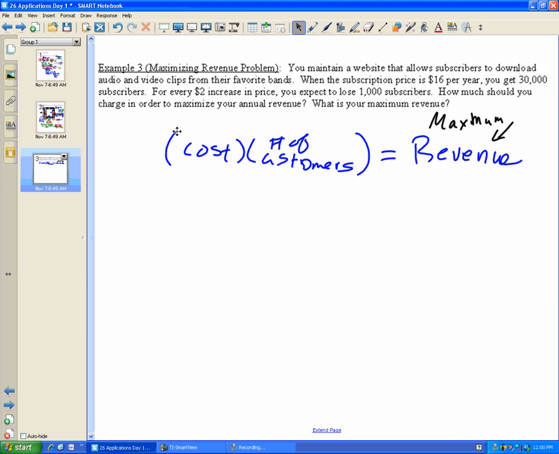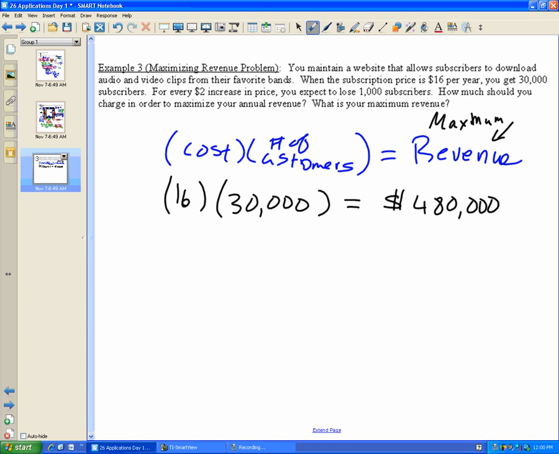So I need to look at how this is working. Right now, I have an equation that tells me my cost is $16. My number of customers is 30,000 customers. So my current revenue is going to be $480,000. That's how this formula works.